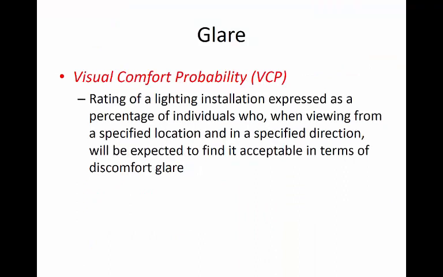Okay, part of glare we talk about is visual comfort probability, VCP. This is the rating of a lighting installation, and we express it as a percentage of people who, when they view it at a specific location in a specific direction, would consider it to have discomfort glare. So it's basically what percentage of people would find this to be an issue.